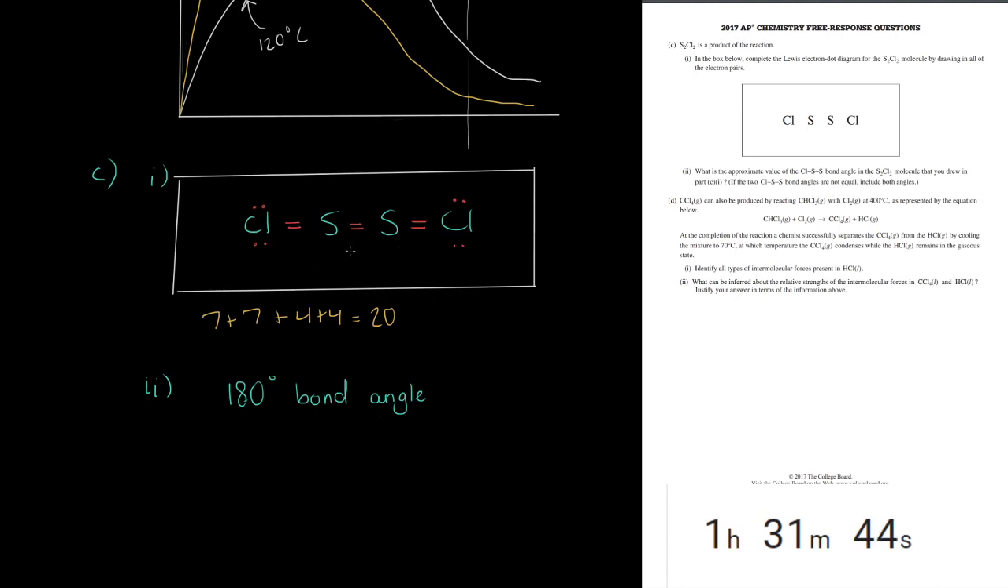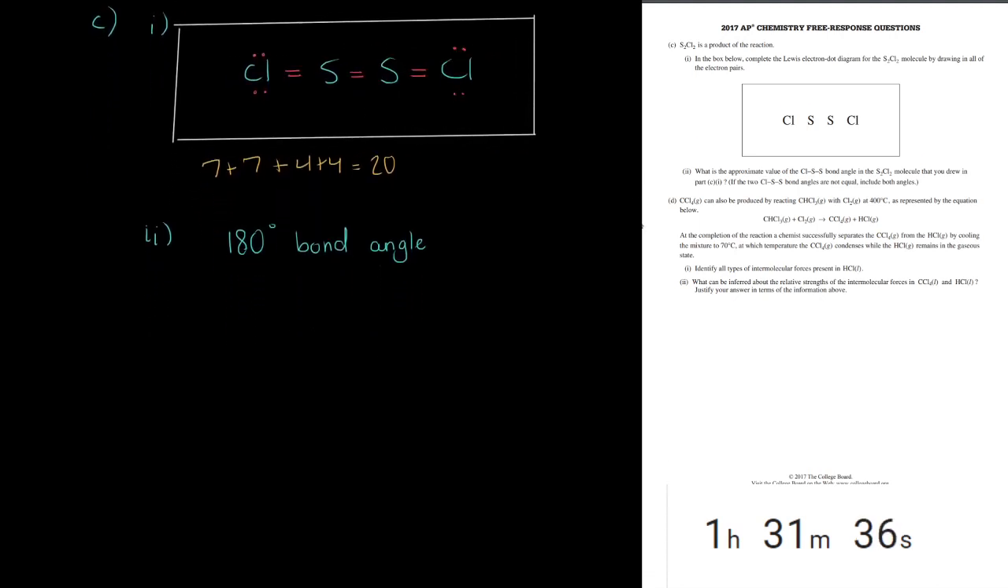But that doesn't make the valence electrons add up, as far as I know. So we're going to go with a 180 degree bond angle and maybe be wrong. But that's where the learning comes in. The learning comes in when you're wrong.